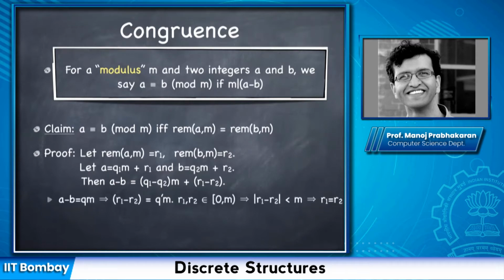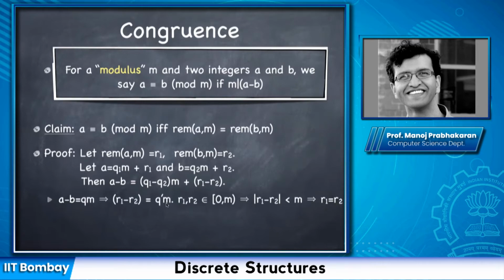So suppose A is congruent to B with respect to M. So A minus B is a multiple of M, M divides A minus B. Okay, so I just write it as A minus B is some integer Q times M. But if that's the case, if this is a multiple of M, this is also a multiple of M. So R1 minus R2 is the difference between two multiples of M, so it's a multiple of M.